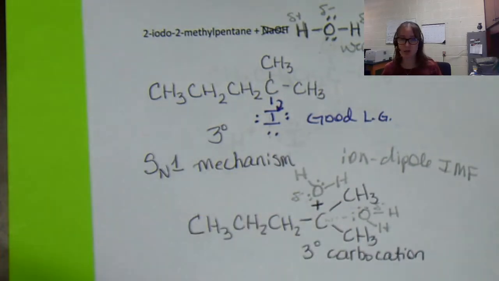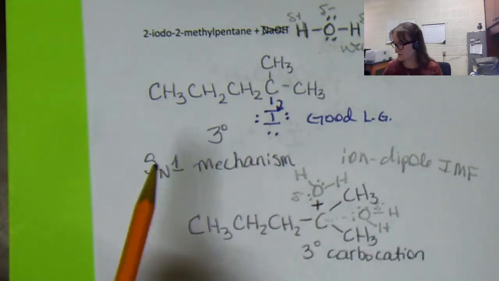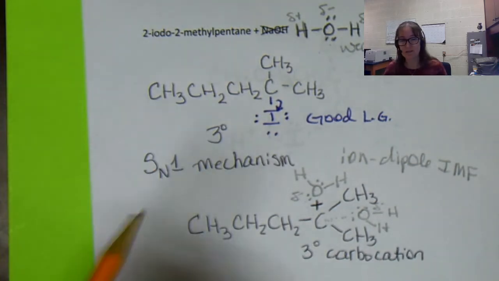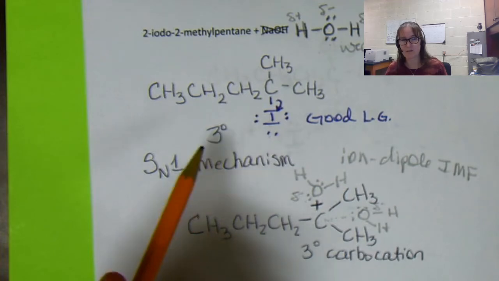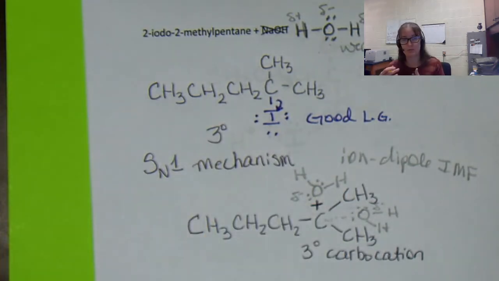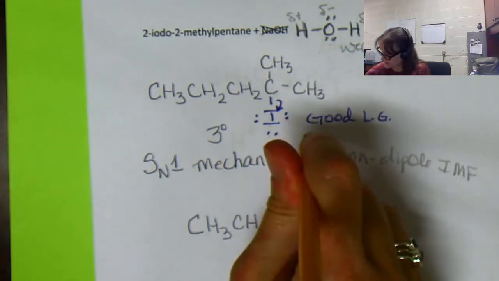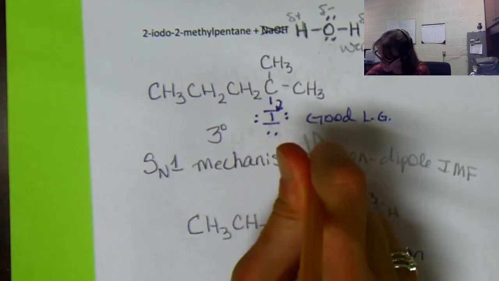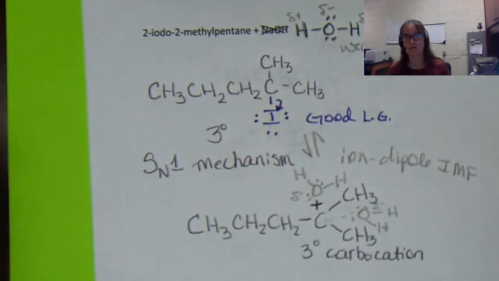Now, this is a very slow step. This is actually the reason that it's called a first order reaction, because this step in the mechanism is the one that's the slowest. So it actually occurs in equilibrium. So this step to this step, I'm going to draw the equilibrium arrows. It's constantly going back and forth.